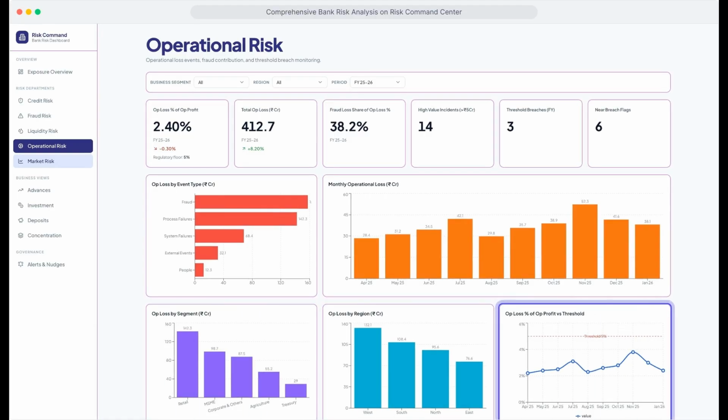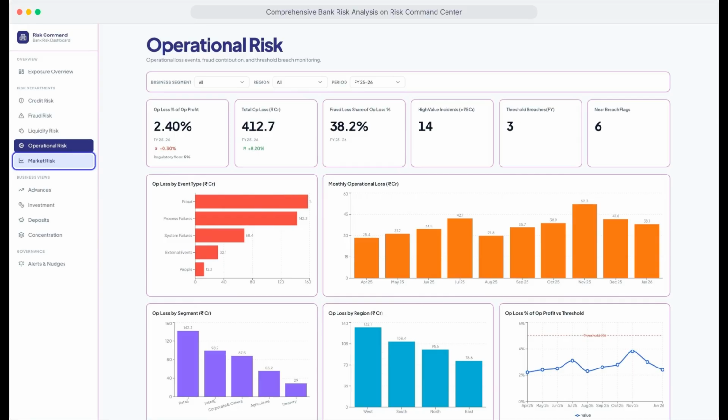The operational loss threshold chart compares actual operational loss percentage against a defined threshold. This helps users see whether the bank is operating within risk appetite, approaching a near breach, or crossing the defined limit. Next, we move to market risk.